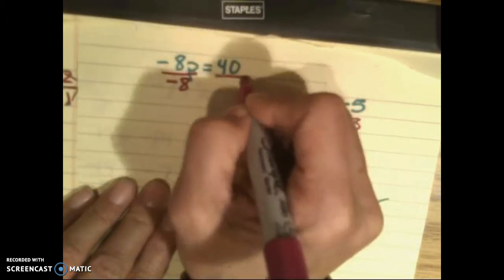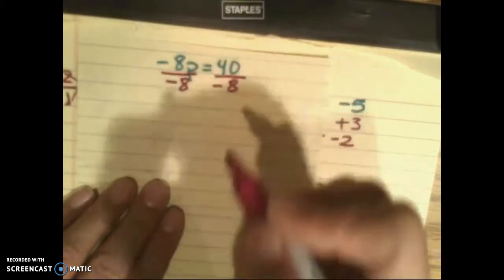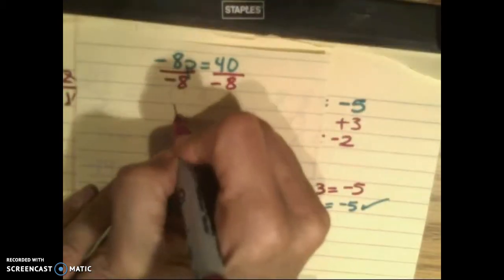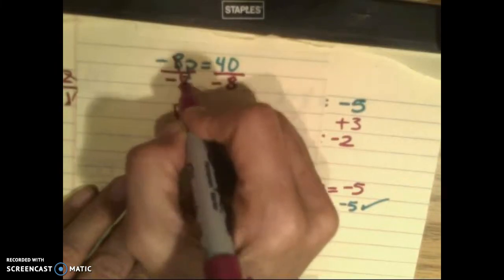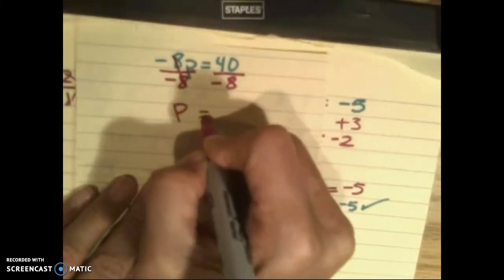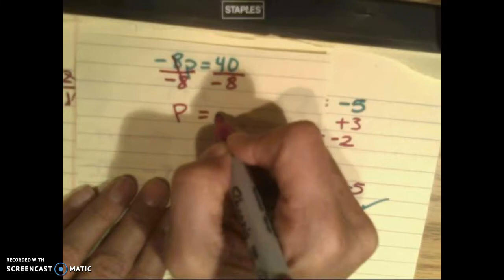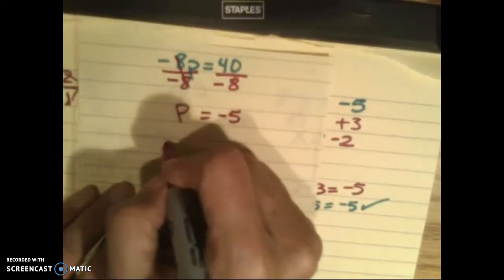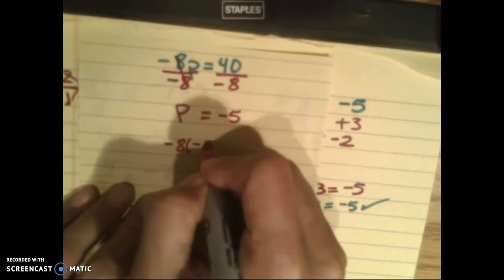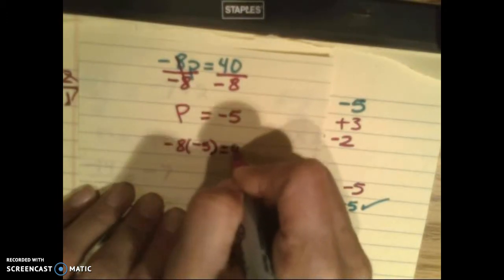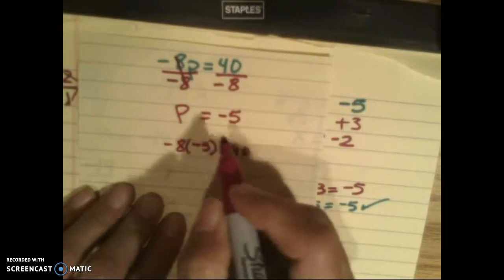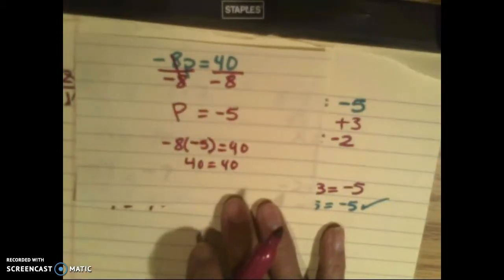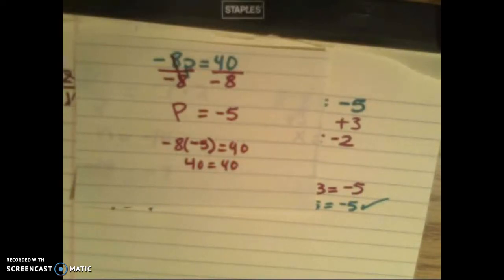What I do to one side, I have to do to the other. Make sure that you carry over your negative. So now I'm left with p, because negative 8 and negative 8 is 1, equals 40 divided by negative 8, which is negative 5. If I want to check, I'm going to take my negative 8 multiplied by negative 5 equals 40. Negative 8 times negative 5, 40 equals 40. Let's get into our two-step equations.